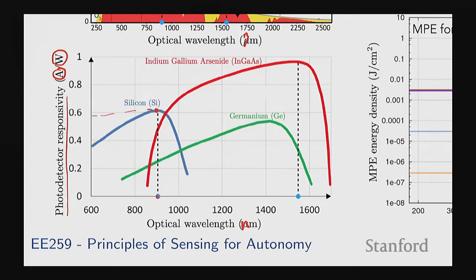But if you go to 1550, silicon doesn't even work. So you need more exotic materials, for instance, indium gallium arsenide, or InGaAs, that can operate very efficiently at about 0.9 to 1 amps per watt of responsivity. So on the responsivity metric, yes, it's better to operate at 1550, but because you need more exotic materials, that's why it's more expensive. So on the cost metric, it's not desirable. Again, this could change, right? I mean, these processes become more mature and cheaper over time.